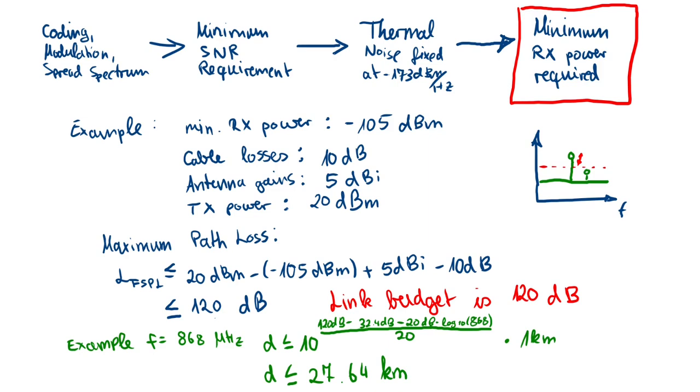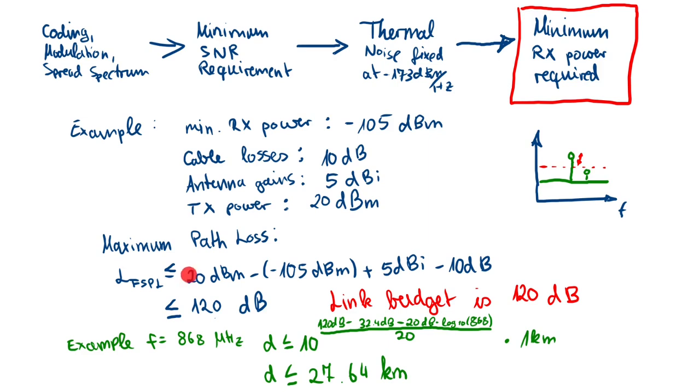And again, an example about this topic. So you know, due to your coding and spectrum parameters, that you need a minimum reception power of minus 105 dBm. So you have total cable losses of 10 dB, you have antenna gains of 5 dBi in sum, and you have a transmission power of 20 dBm. The question is, how much is the maximum path loss which is admittable?